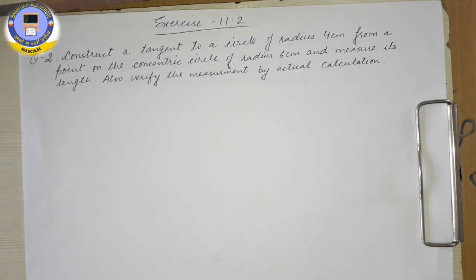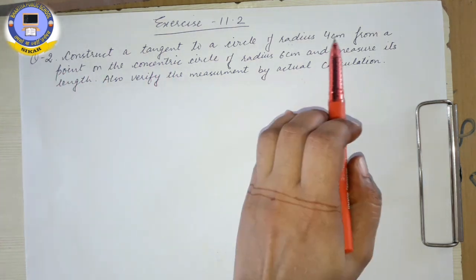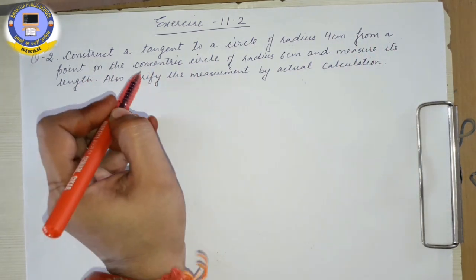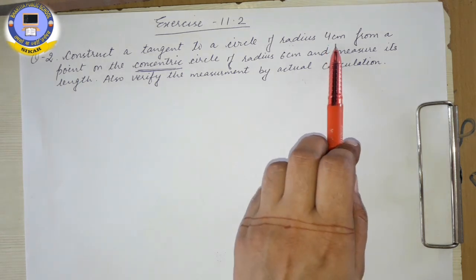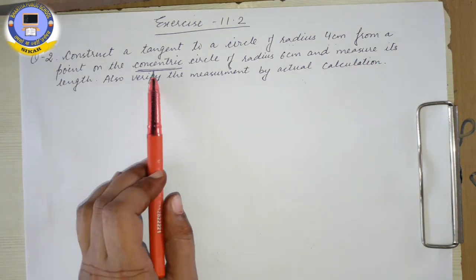Okay. Now read out question number 2nd, 10th class. Construct a tangent to a circle of radius 4 centimeter from a point on the concentric circle of radius 6 centimeter and measure its length. Let us do this once. We have to draw a tangent to a circle of radius 4 centimeter. You have been given a circle of radius 4 centimeter. On that circle you have to draw tangents from which point? From a point on the concentric circle.